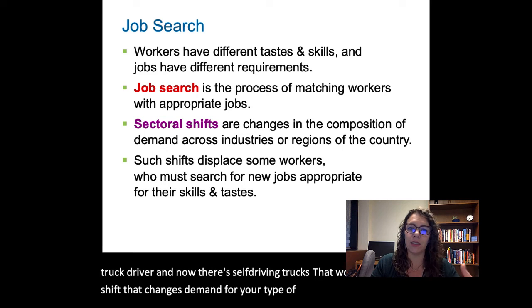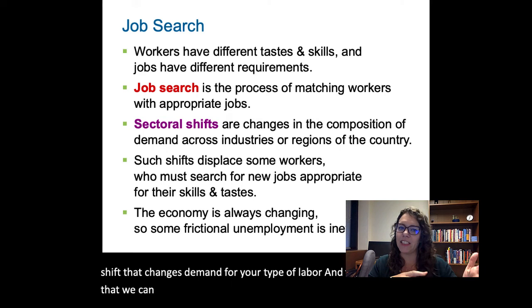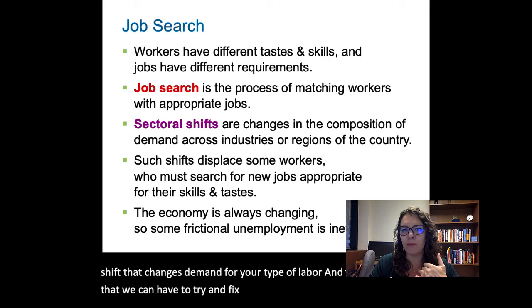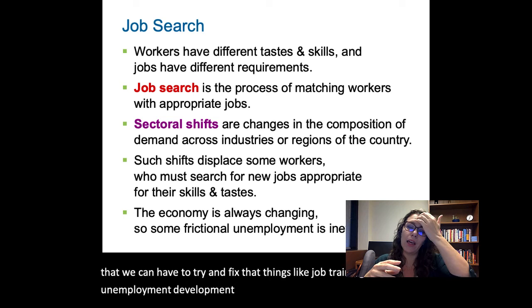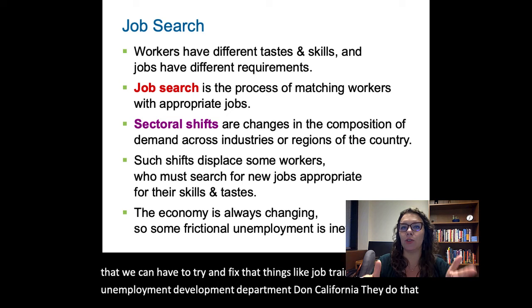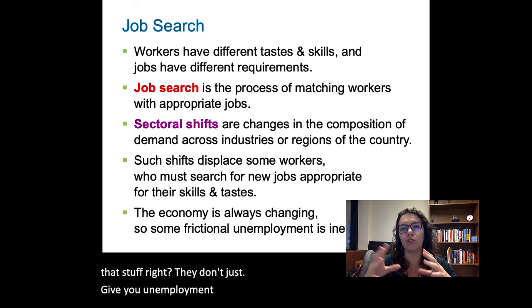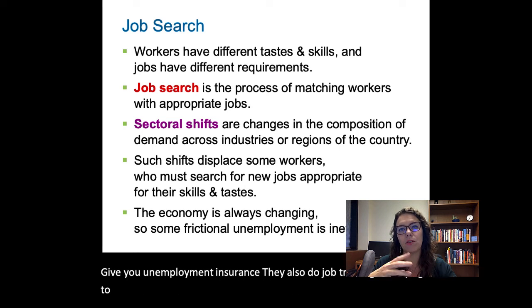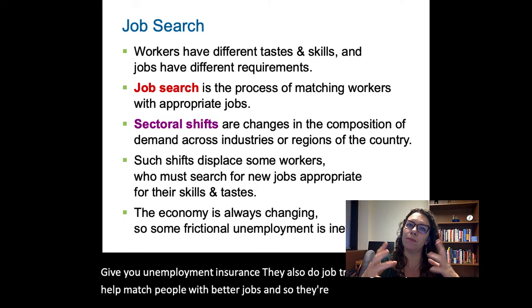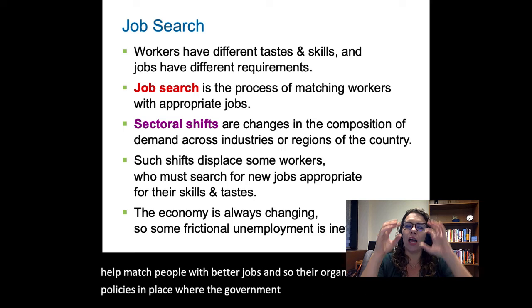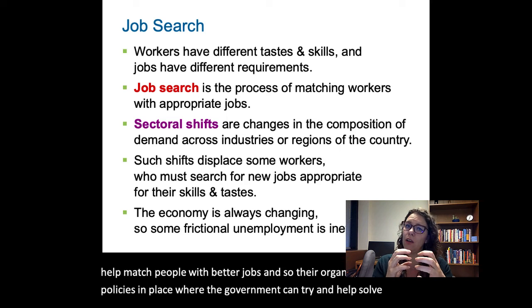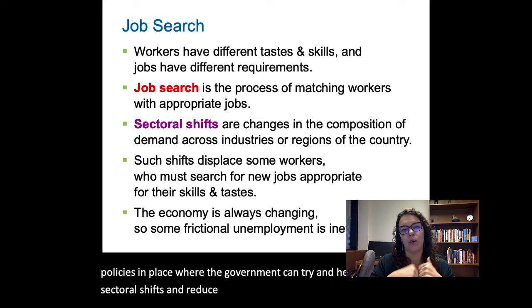And there are policies that we can have to try and fix that. Things like job training and the Employment Development Department, the EDD in California, they do that stuff, right? They don't just give you unemployment insurance, they also do job training and try and help match people with better jobs. And so there are organizations and policies in place where the government can try and help solve those sectoral shifts and reduce that frictional unemployment.